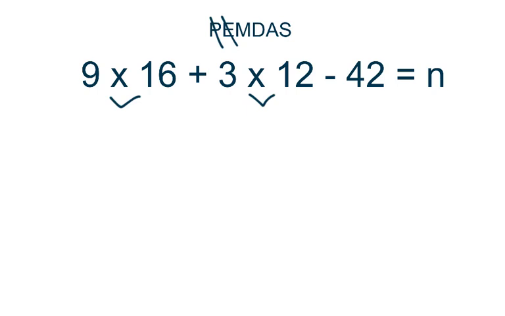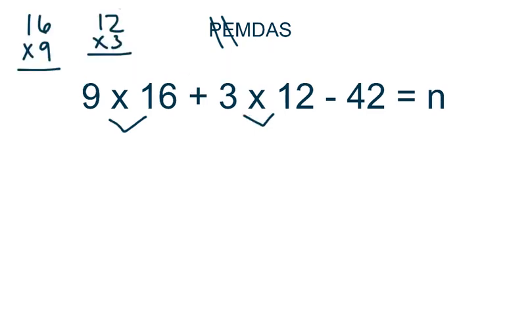I'm going to go ahead and solve 9 times 16, and then I'm going to solve 3 times 12, and I'm going to rewrite my equation. I'm going to solve 16 times 9 using my multiplication with regrouping method. So I start with 9 times 6, I get 54. I put my 4, carry my 5. 9 times 1 is 9, plus 5 more is 14. So 9 times 16 is 144. And then I'm going to put my addition sign, because here's my addition sign, and it just comes all the way down.